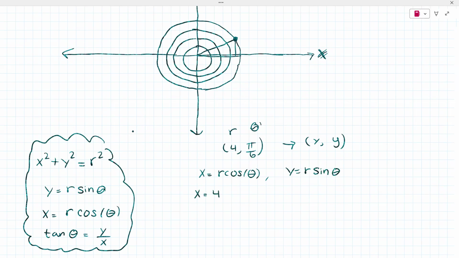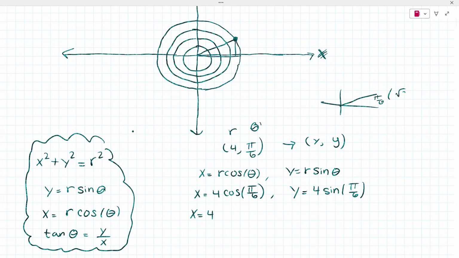My radius is 4, and my theta is pi over 6, so cosine of pi over 6. And my radius is 4, and my sine theta is sine of pi over 6. Okay, so what's cosine of pi over 6? If you need to, go back to your triangle. Pi over 6 has an x coordinate of radical 3 over 2 and a y coordinate of 1/2, right? So you can replace cosine of pi over 6 with radical 3 over 2.